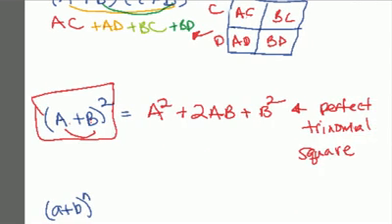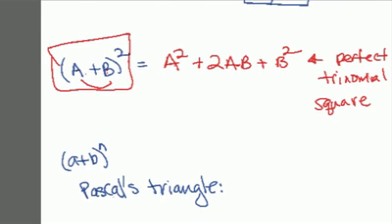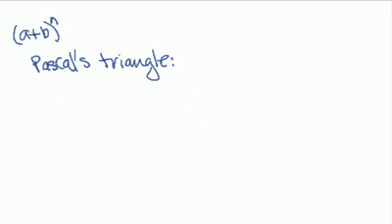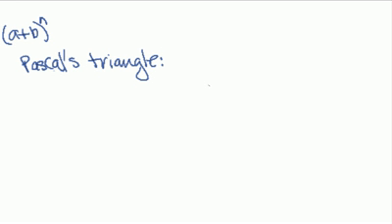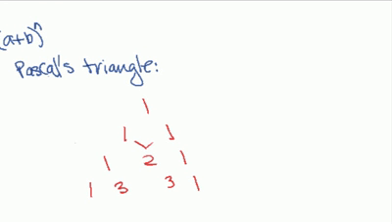Now, if it's anything greater than 2, I recommend you use Pascal's triangle. I'll go through an example of how to use Pascal's triangle in its own video, but basically this is how you set it up. You make a little triangle of 1s, and then you add these 2 to get the middle term, and then you put a 1. Then you just repeat that process. And what you're doing is you're finding the coefficients for the different terms that you'd be multiplying out.